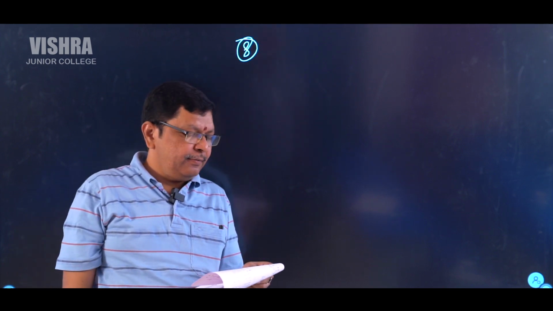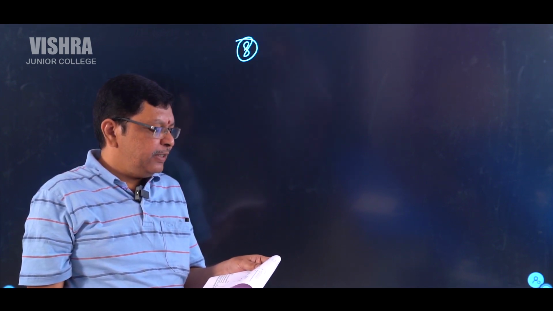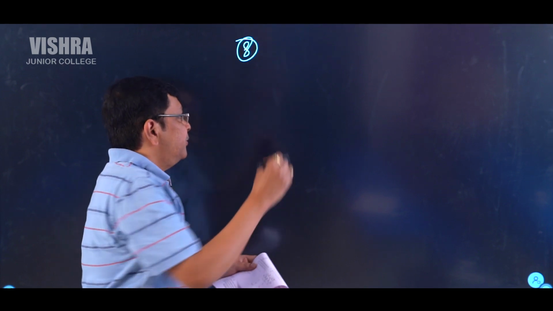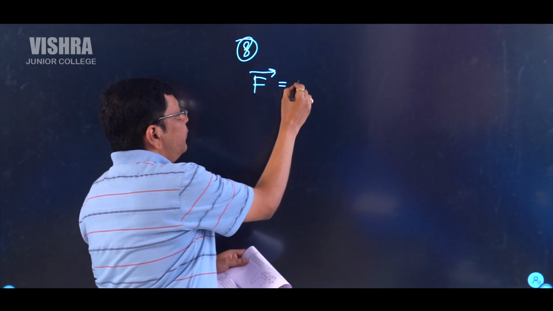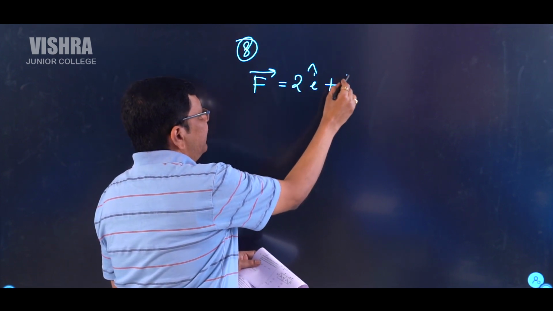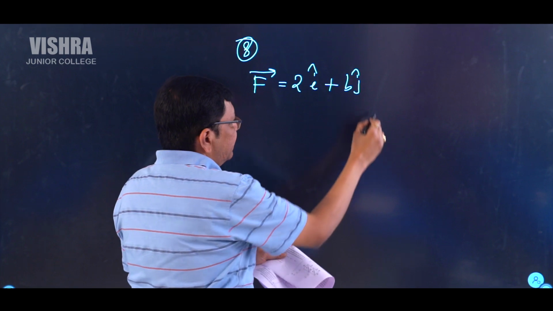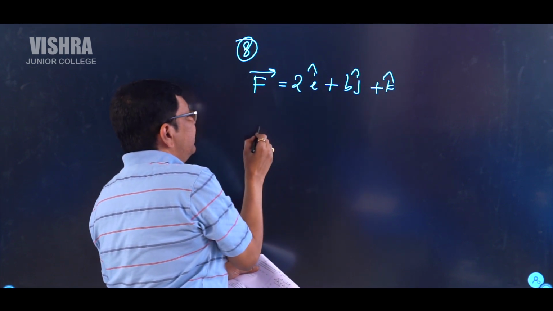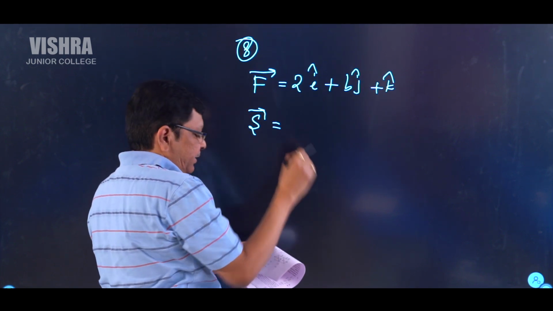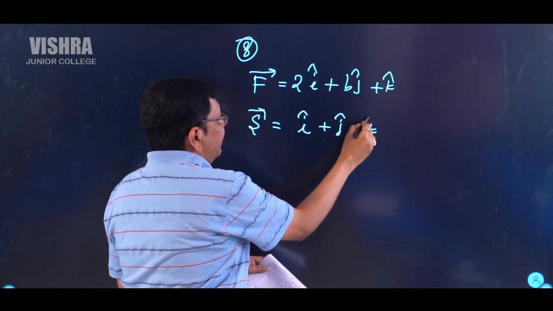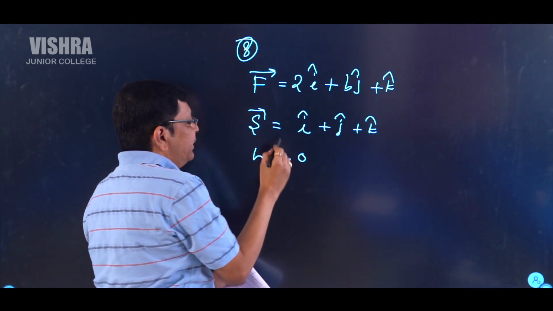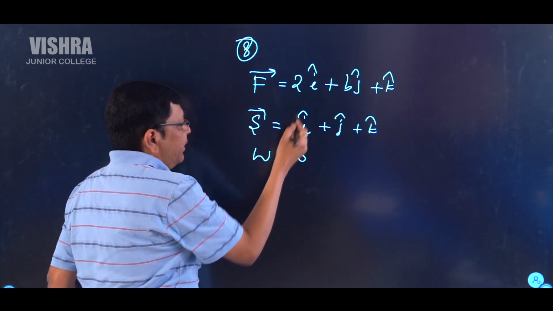Let us go to the next question. It is also very simple. The displacement of a particle moving under the action of a force is given, and the work done is said to be 0. So in this problem, the force given is F bar equal to 2i plus dj cap plus k cap, whereas the displacement given is S bar equal to i plus j plus k. And he said that the work done by this force is 0. Then what will be the value of d?